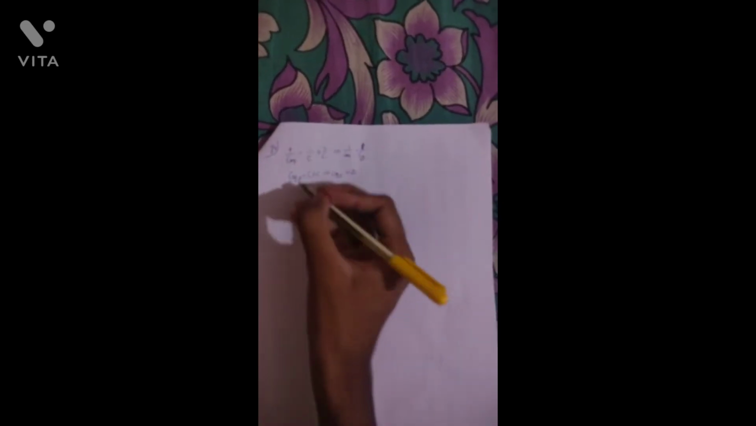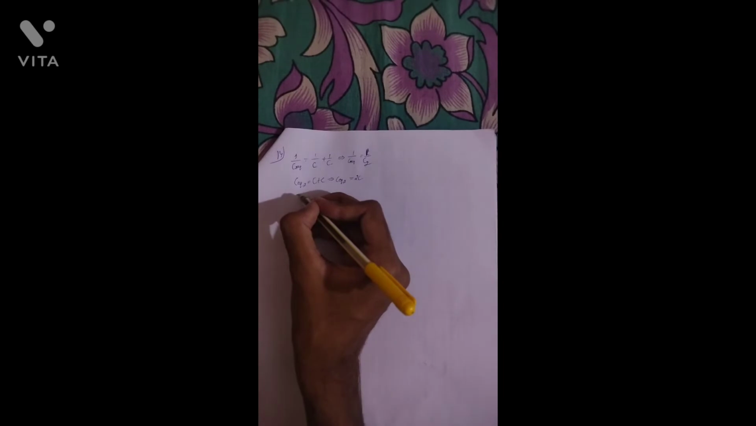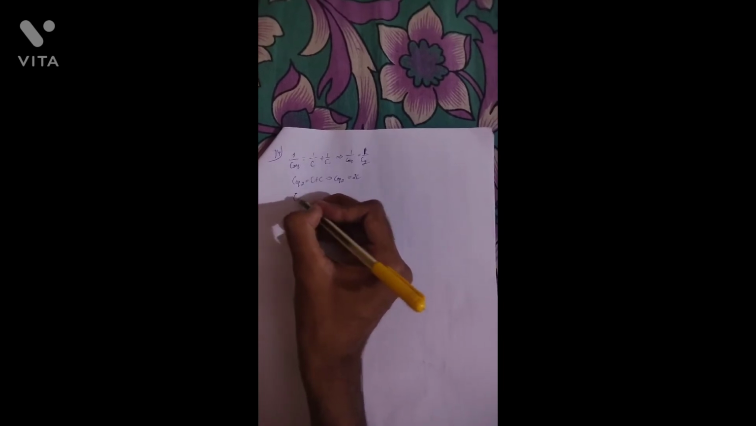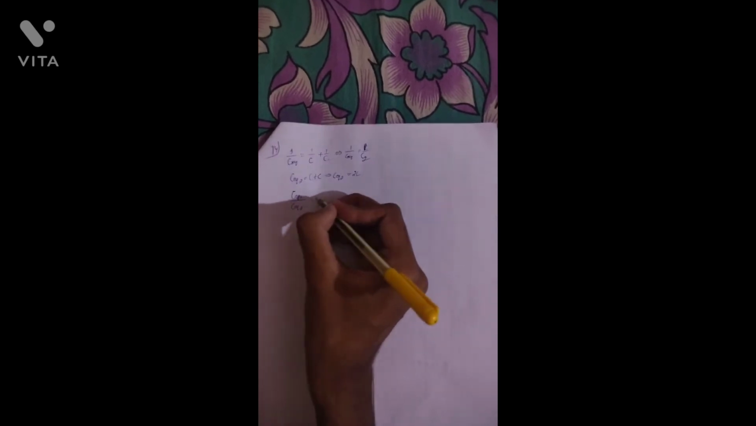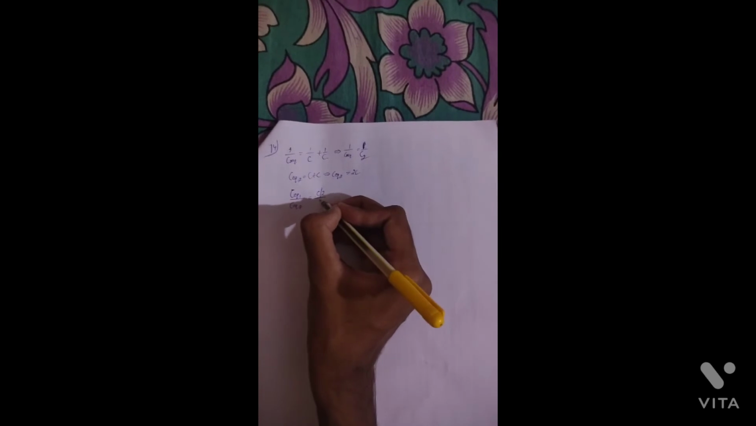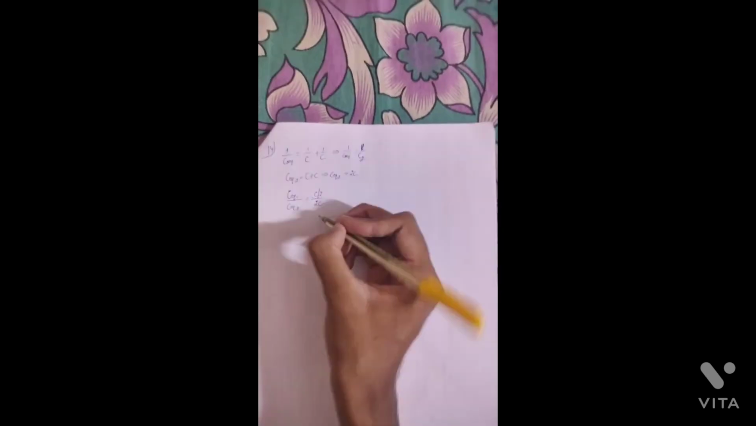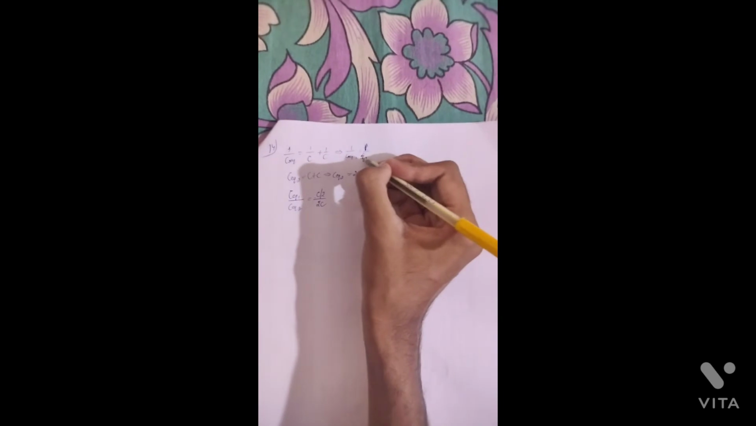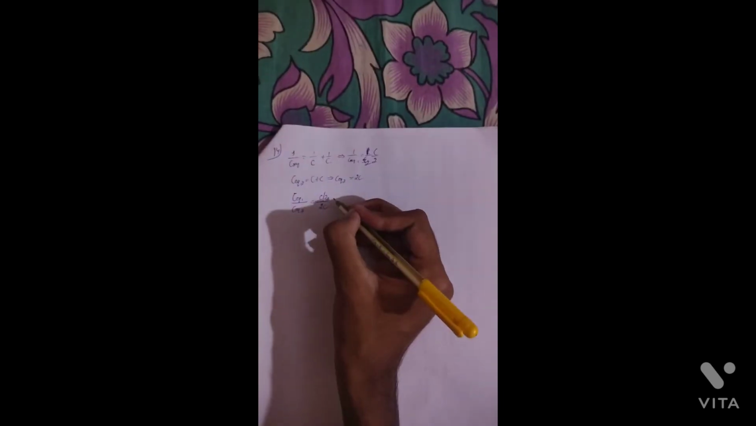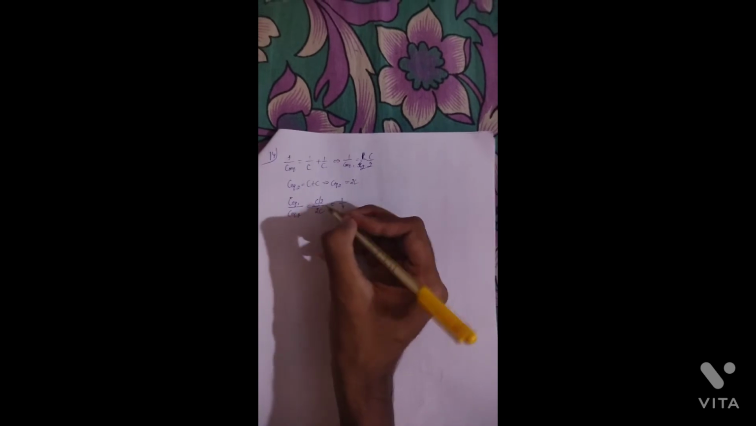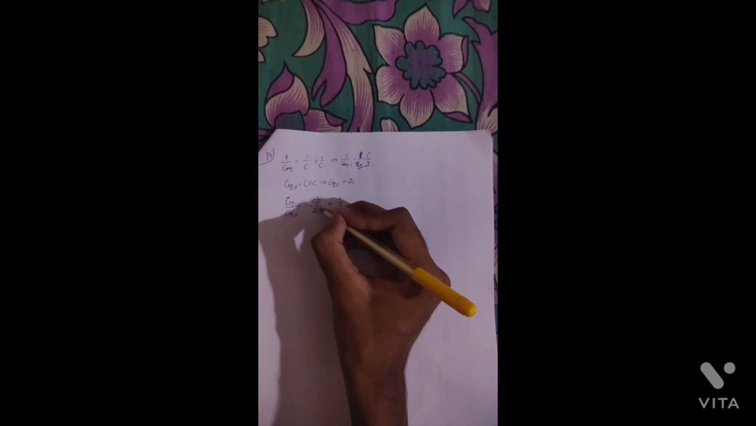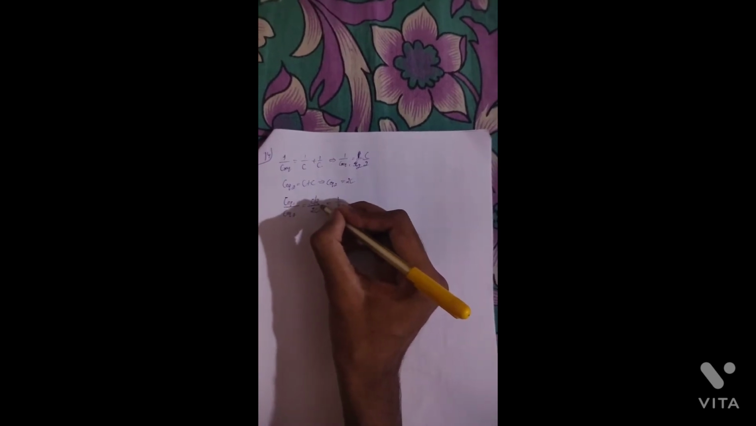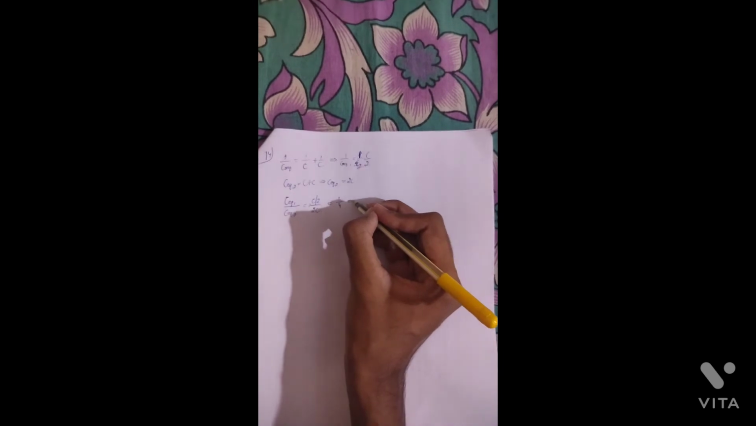So if we come to the question, they have given two equivalent capacitors. Therefore CEQ1 by CEQ2 is equal to C by 2 by 2C, so that will be equal to 1 by 4. So therefore it is equal to 1:4 ratio. Let us come to the question now.